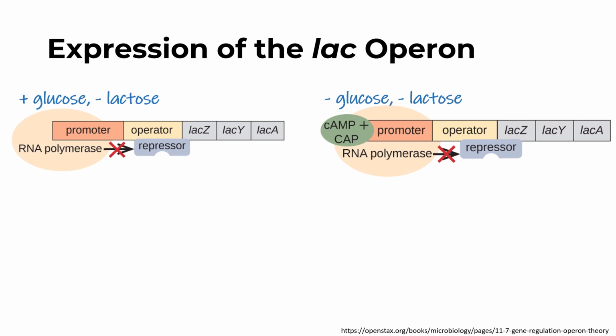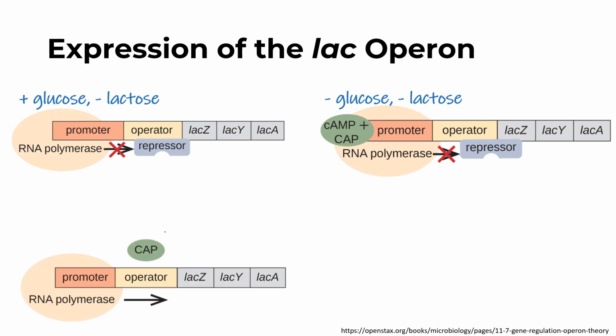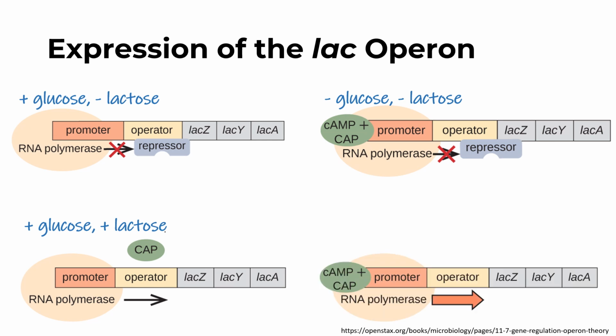If glucose is present along with lactose, then expression will occur at a very low rate. This is because the activator protein, CAP, is not bound. Maximum expression occurs when there is no glucose and plenty of lactose available for the cells. In this scenario, CAP protein is bound and the lac repressor is not. This maximizes the amount of mRNA that can be made from this operon.